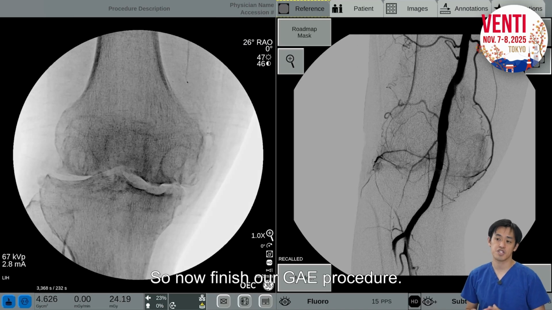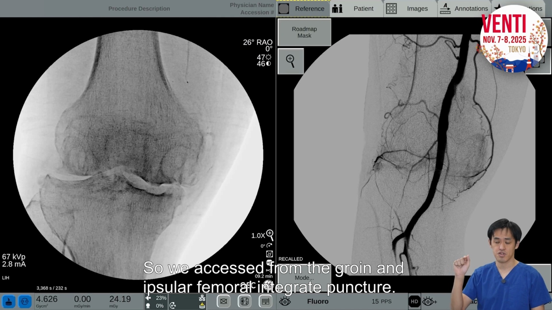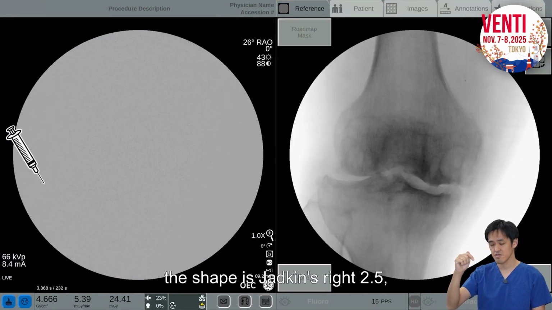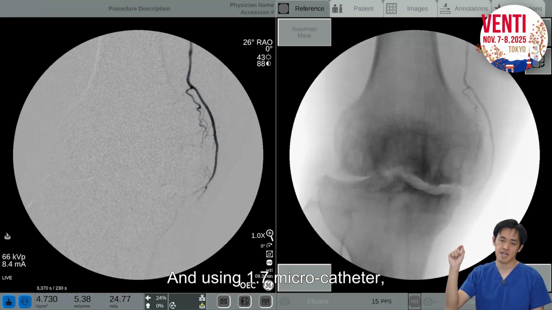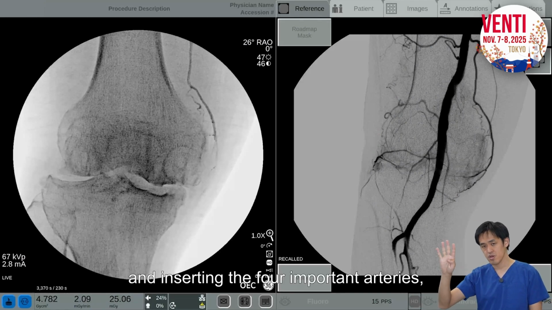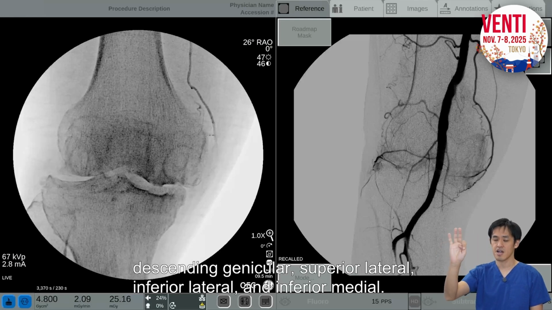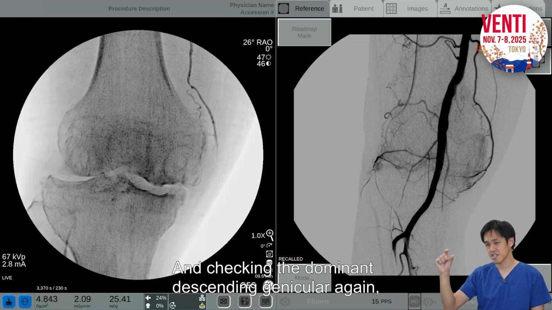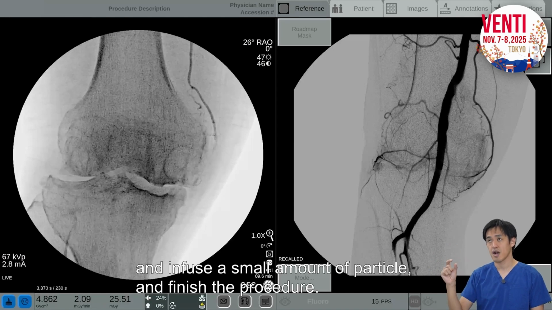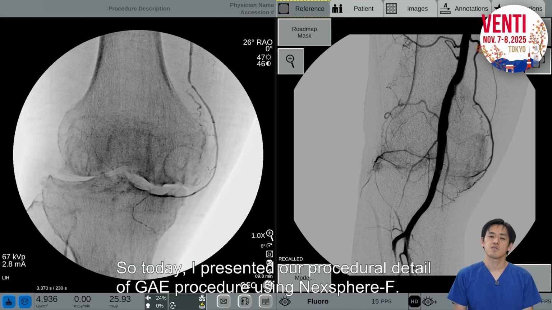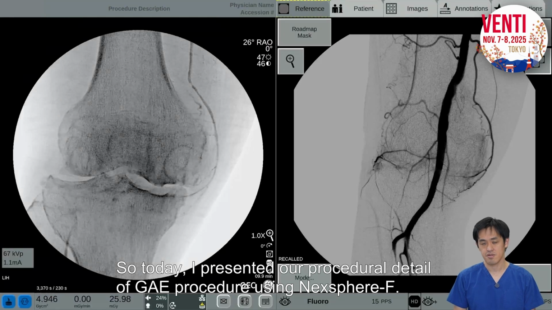So now we finish our GAE procedure. We accessed from the groin with an ipsilateral femoral antegrade puncture, using a 3 French guiding catheter. The shape is Jatkin slide 2.5, and we used a 1.7 microcatheter, which has a small curve, by Asahi, the Veruute, inserting into the 4 important arteries: descending genicular, superior lateral, inferior lateral, and inferior medial. We checked the dominant descending genicular again, infused a small amount of particles, and finished the procedure. So today I presented our procedural details of GAE using Nexphere-F.